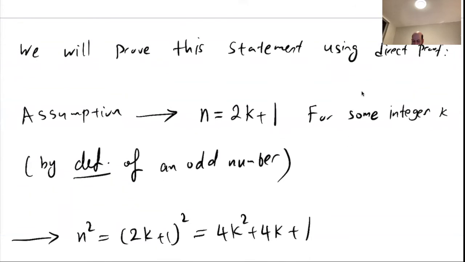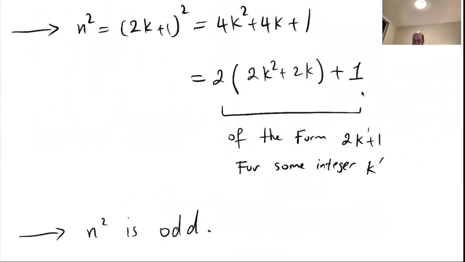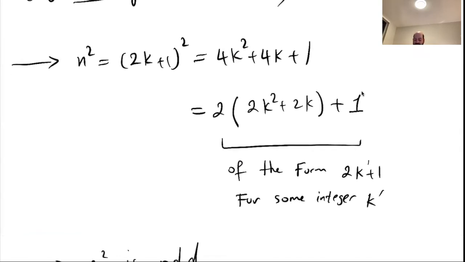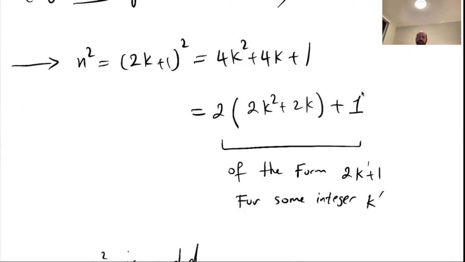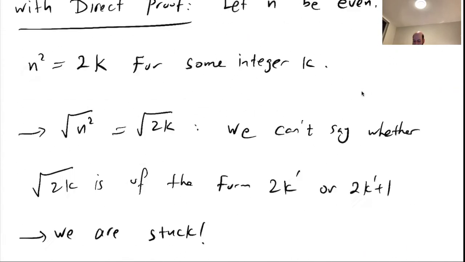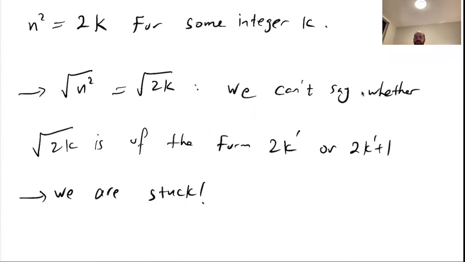So in that example, we said n is 2k plus 1, then n squared we wrote as 4k squared plus 4k plus 1. Then after doing some simple algebra, we could write it as 2 times some integer plus 1. There was no square root involved, so we could just take a common factor and do some simple algebra. But here, because I have a square root involved, square root 2k, I don't know what to do with it. I cannot write it as 2 times an integer or 2 times an integer plus 1. And that's why we're stuck.